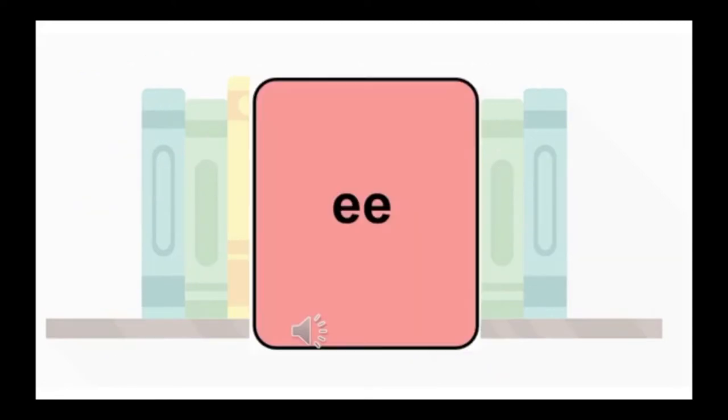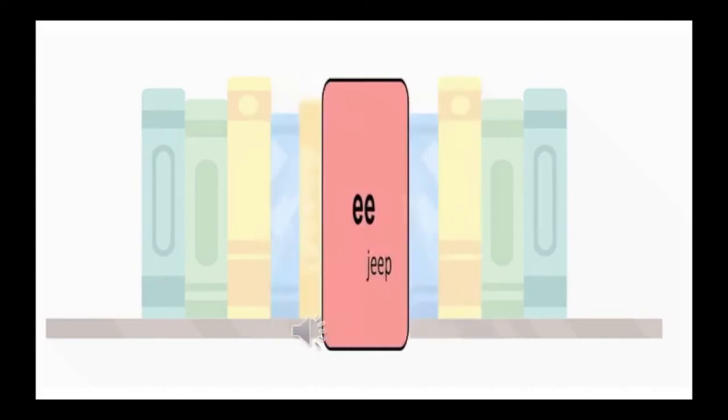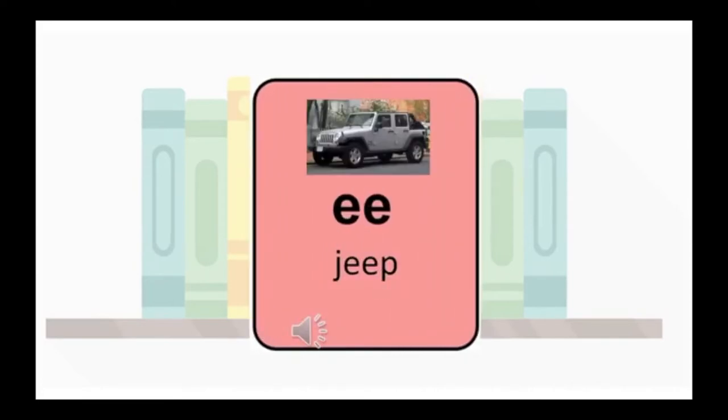The next sound we're going to discuss is EE. EE, jeep, E. When I look at a word like jeep, I can mark the word by circling the EE and again marking that it's the double vowel sound that makes the long E.